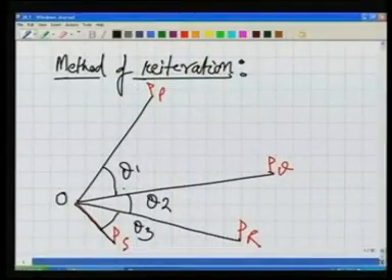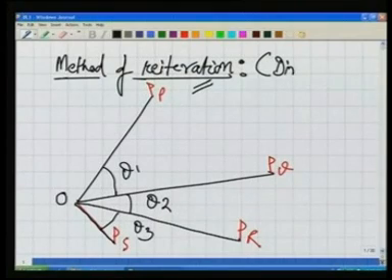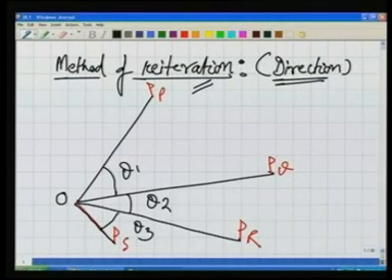What we can do, we can go by the method of repetition and measure these individual angles separately. But in the case of the method of reiteration, which is also called method of direction, the procedure is slightly faster. Whenever we need to measure multiple angles at a single point, as in this case, we need to measure 3 angles at O. So we generally go for method of direction or method of reiteration.